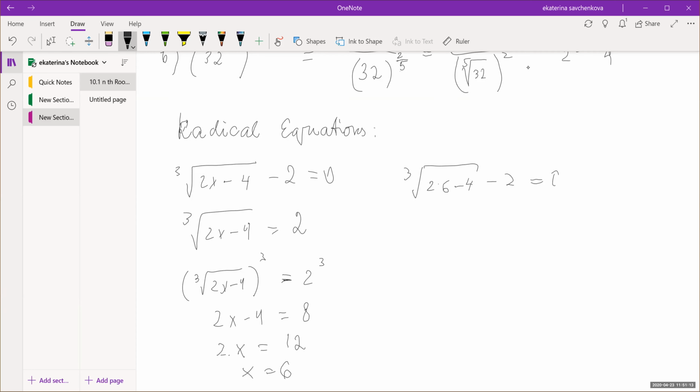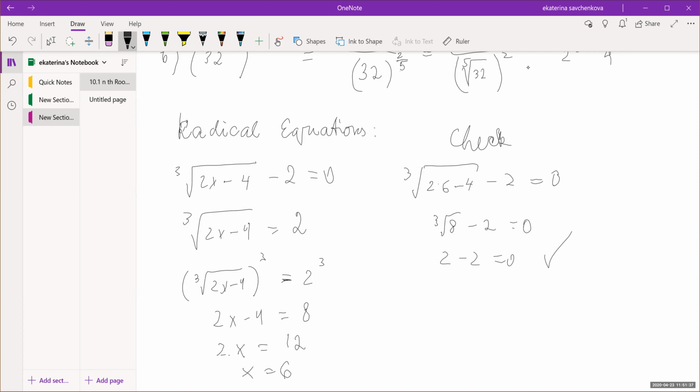2 multiplied by 6 is 12. 12 minus 4 is going to give me 8, right? So I have the cubic root of 8 minus 2 equals 0. Is it actually equal? Well, that's equal to 2. 2 minus 2 equals 0. So we did the check. I'm going to label it check. Sorry, it's not very nice to write on a computer screen.